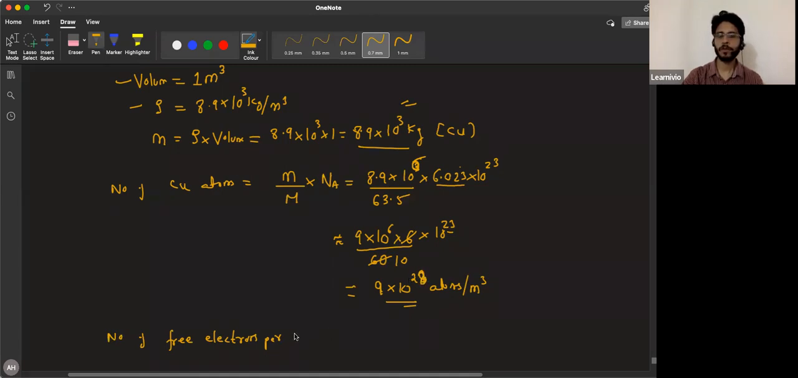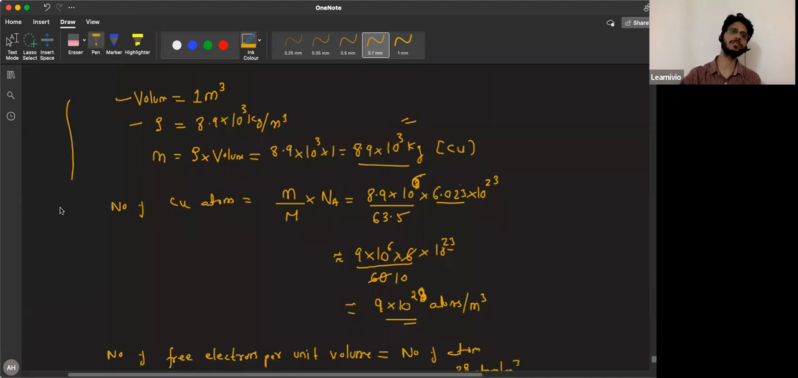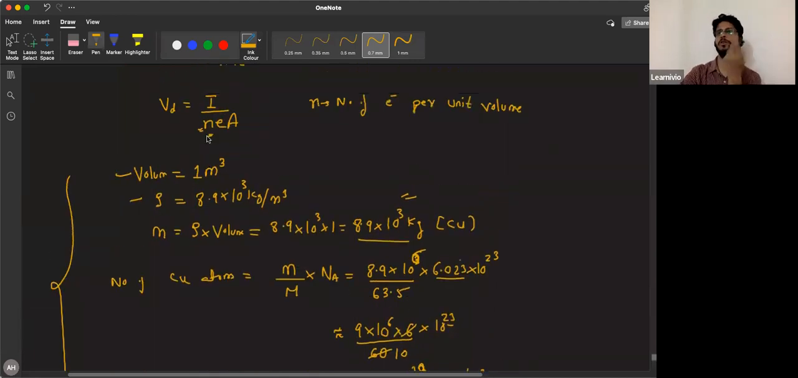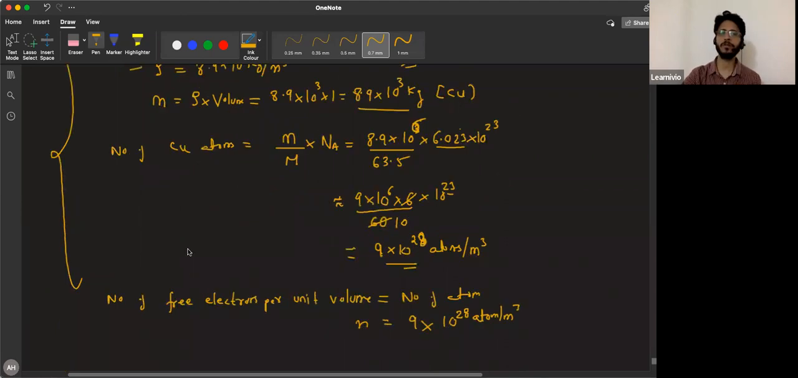Noah, number of free electrons per unit volume. Each atom contributes 1 electron. So the number of free electrons will be equal to the number of atoms. So the number of free electrons will be simply 9 into 10 raised to the power 28 atoms per meter cube. This is small n. So once you have small n, now you have everything. You have current, you have E, you have small n, you have A. You can calculate drift velocity.